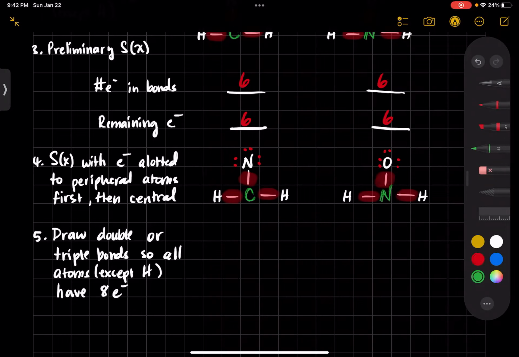Let's do some electron counts. So here, nitrogen has 2 electrons in bonds, 6 non-bonding electrons. It's 2, 4, 6. So nitrogen has 8 electrons. Carbon, on the other hand, only has 2, 4, 6 bonding electrons. Likewise here, oxygen has 8 electrons, and nitrogen has 6 bonding electrons.